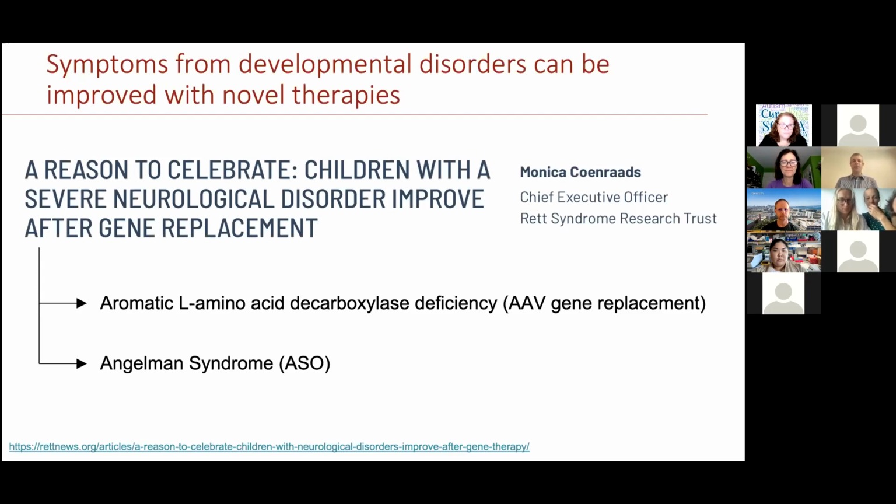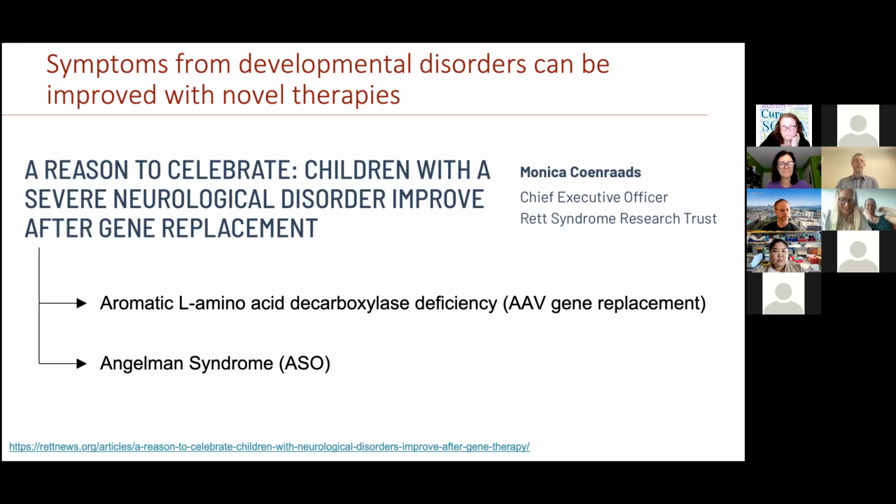Given the title of this, I wanted to start off with a message of hope. In fact, a message given by someone else, someone who really is in a position to comment on this, and that's Monica Coenraads, who's the Chief Executive Officer at the Rett Syndrome Research Trust. She recently put out a web blog saying there's a reason to celebrate that children with severe neurological disorder improve after gene replacement. To me, this is a big thing.